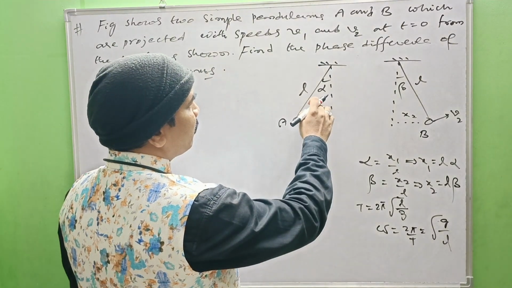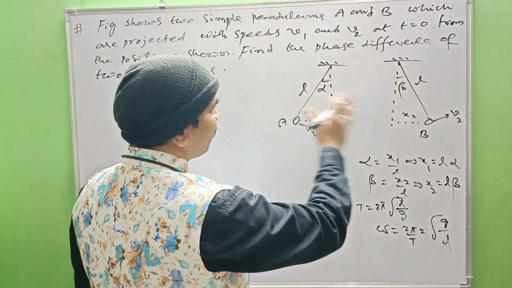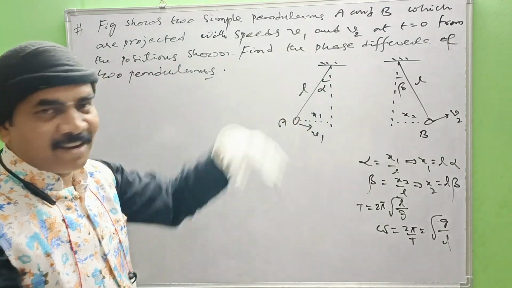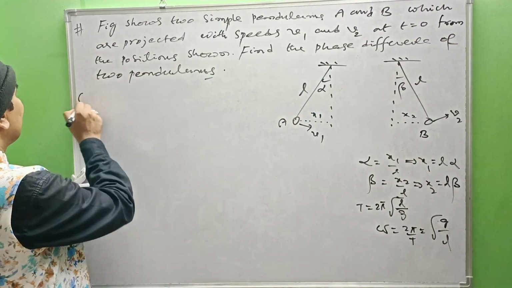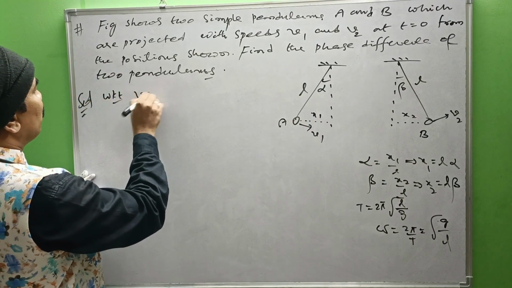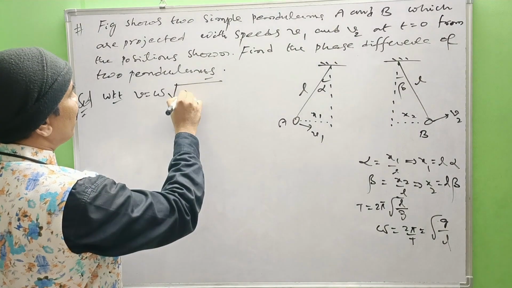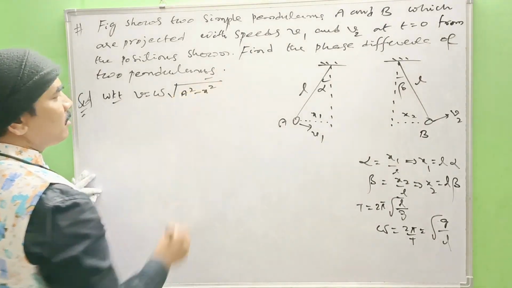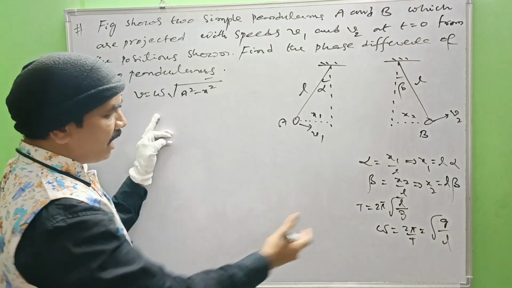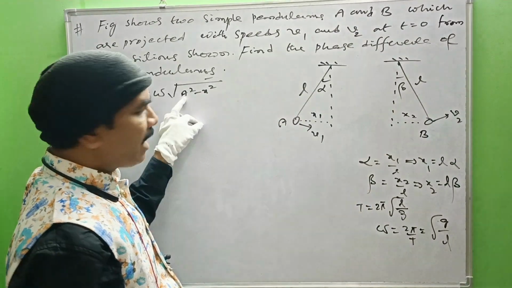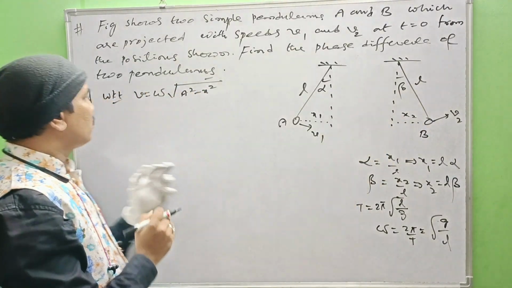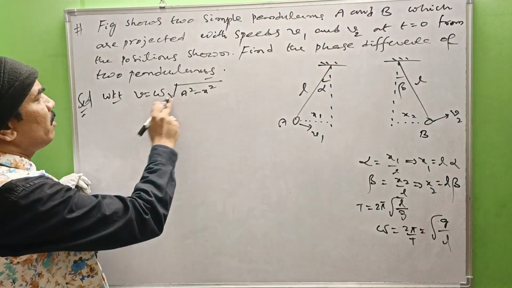Here, the amplitude of oscillations is not given, so we need to find the amplitude if we want to get the phase difference. Right? Now we know that V equal to omega root over a square minus x square, right? So we have displacements x1 and x2, we have omega also, and we have velocities also here. So V is known, omega is known, x is known.